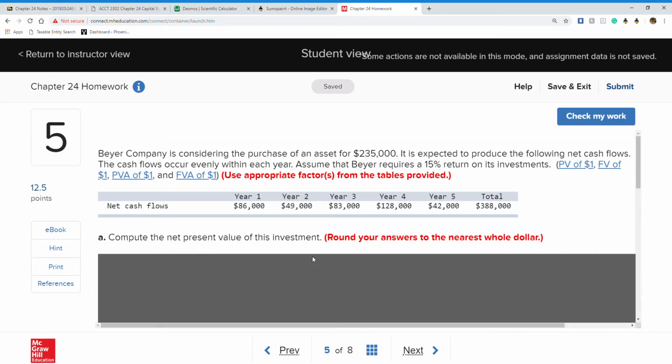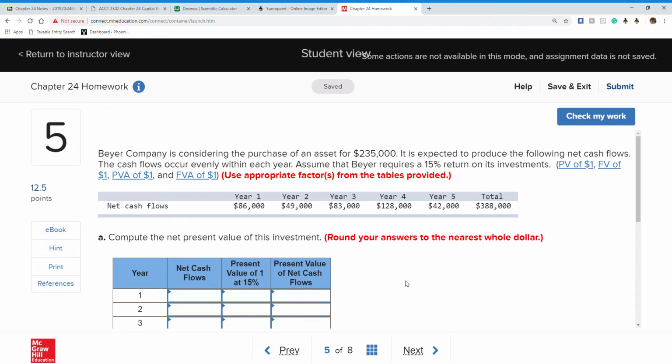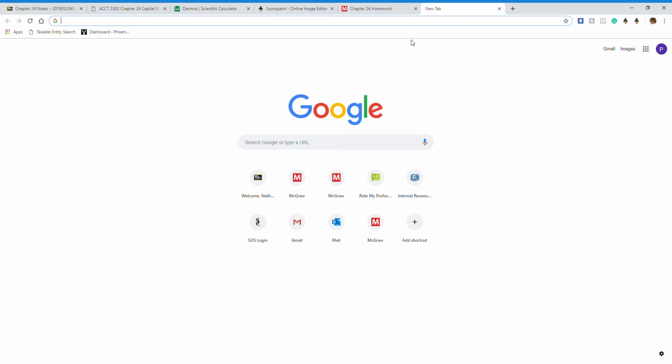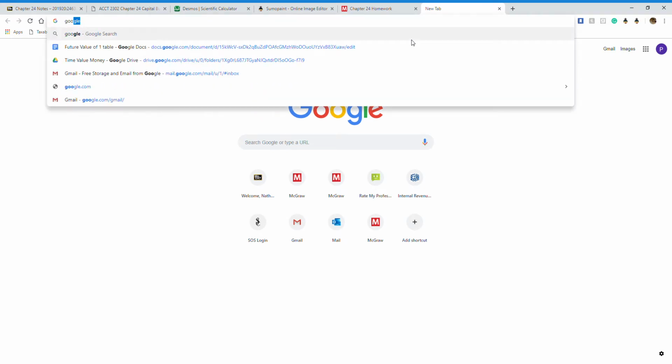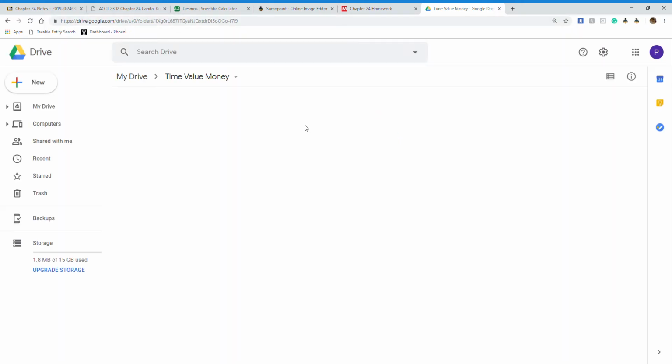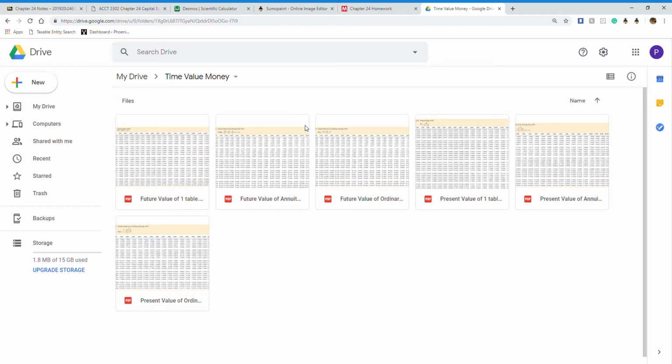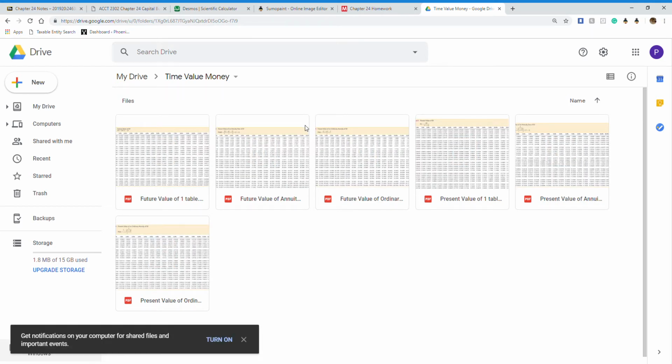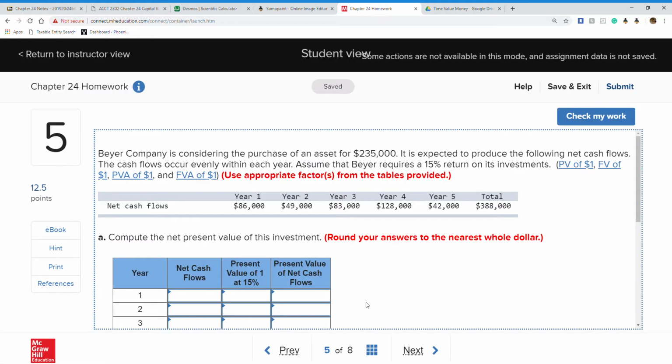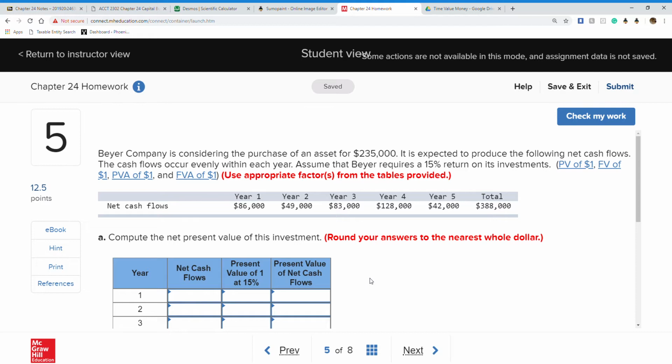Alright. Question 5 is going to finally bring in present value. And this is looking at present value of $1. Now, I'm going to actually pop up my Google Drive and pop up the time value money chart here, because if I pop out the pop-up window, it's going to kill the video. So we're going to check out which table it needs.